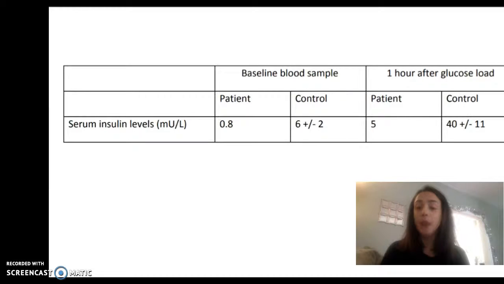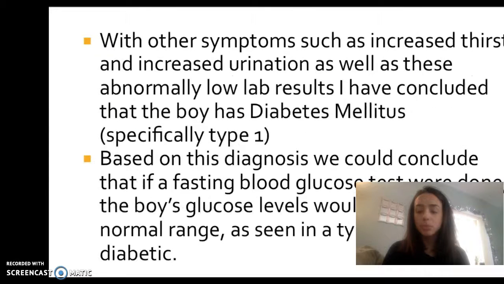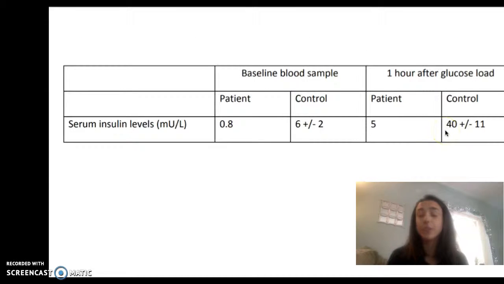If we move to 1 hour after a glucose load, the patient had a result of 5, whereas the control is 40 plus or minus 11. So again, this is extremely low in this area, and that yields further concern.